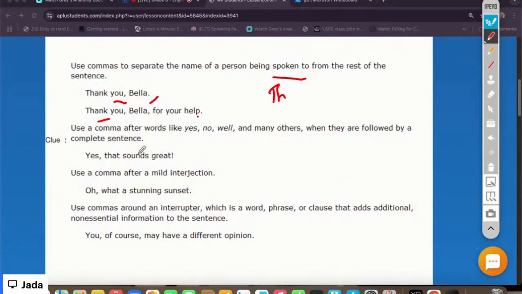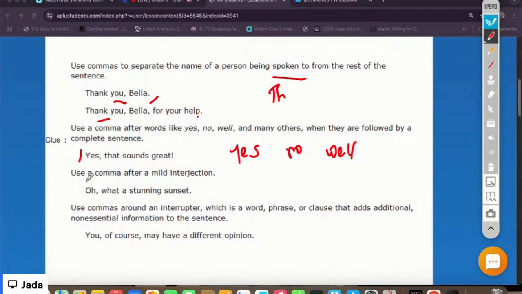All right, so you have to use a comma after words like yes, no, well, and many others when they are followed by a complete sentence, okay? So if you have yes, no, well, many others, and the rest of the words that are similar, you have to use a comma in between. So we have "Yes," then you put a comma, then "that sounds great."